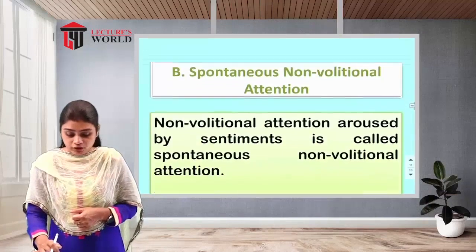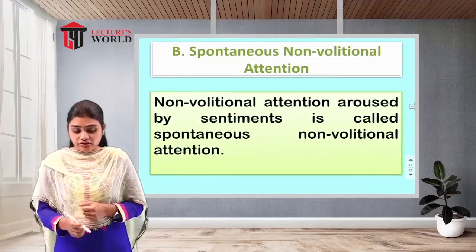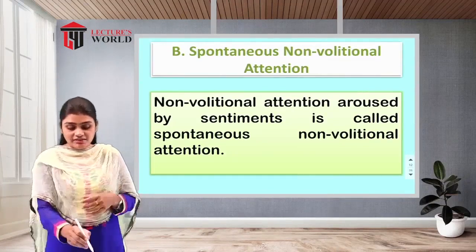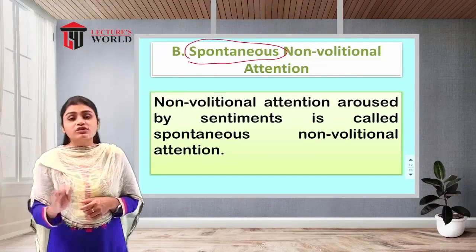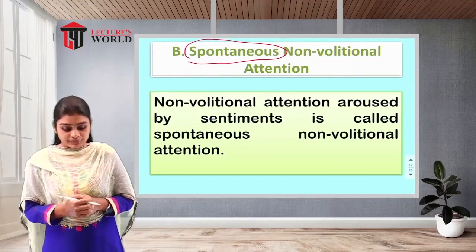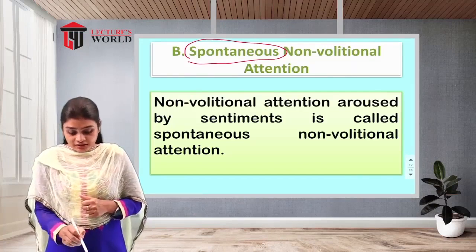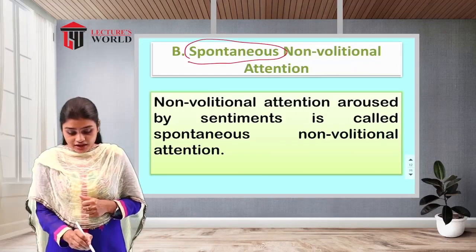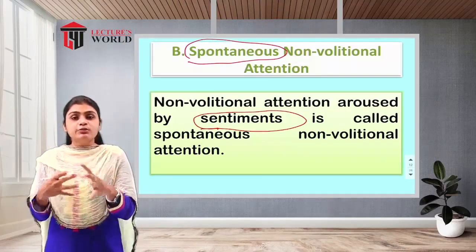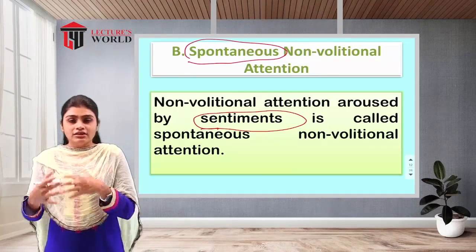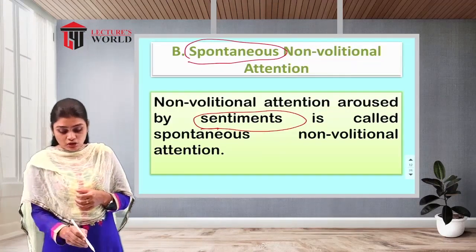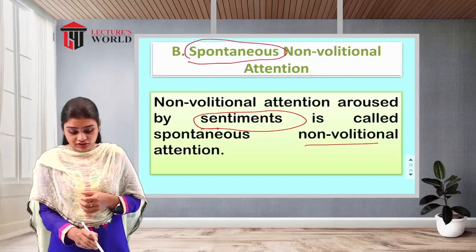At the same time, the other type of non-volitional attention is spontaneous non-volitional attention. Spontaneous means suddenly we are attending to something, we are focusing on something. That is spontaneous non-volitional attention. What is that? Non-volitional attention aroused by sentiments. Sentiments in the sense of emotions or feelings, any sad or nostalgic feelings. That is called spontaneous non-volitional attention.